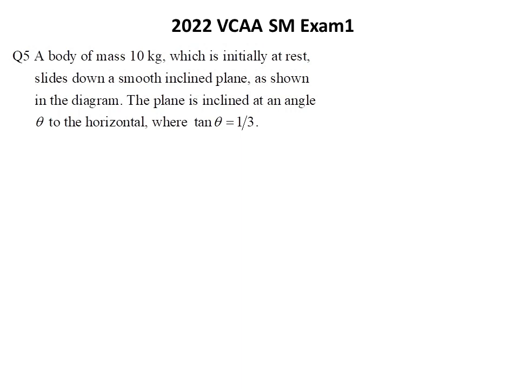Let's start from question 5, which states that a body of mass 10 kilograms is initially at rest and then slides down along a smooth inclined plane as shown in the diagram. The plane is inclined at an angle theta to the horizontal, where tangent theta equals 1/3. There are two parts in question 5.